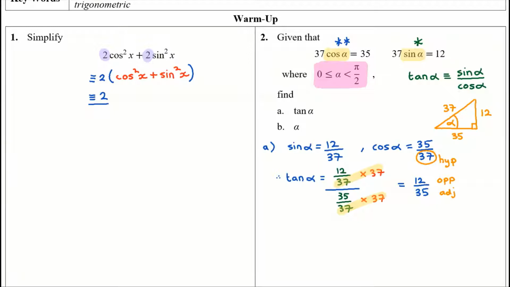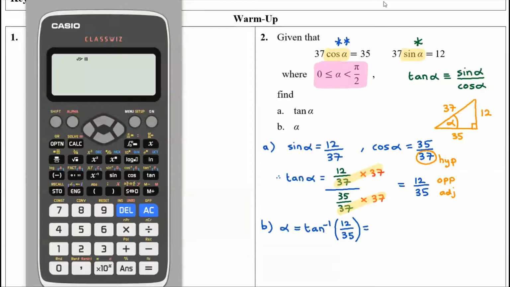So we'll do that. So for part B, how do we get the angle alpha? Well, it's quite straightforward. You've got three choices of how to do this. So I could simply just take, let's use the tan part. So it would just be the inverse tan of the 12 over 35, like so, or you could have done the inverse cos or the inverse sine. It doesn't really matter.